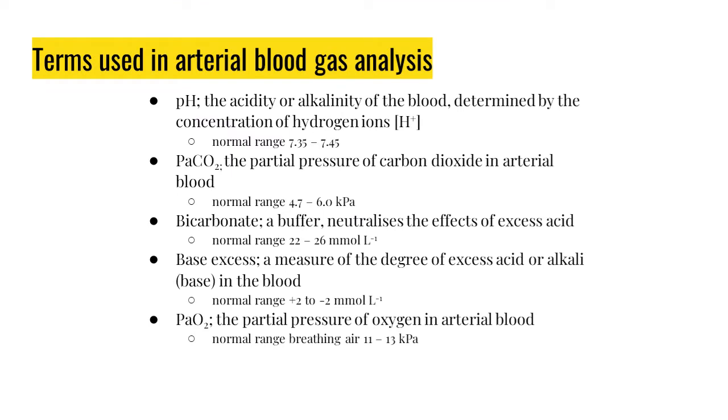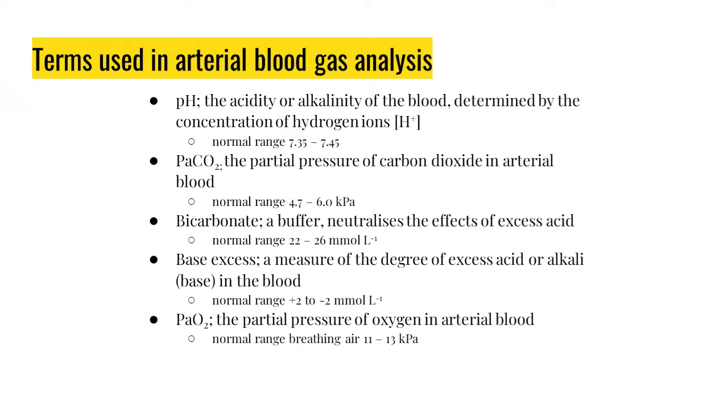To start, there are a few abbreviated terms used in an arterial blood gas. The pH is looking at the acidity or alkalinity of the blood, and it's determined by the concentration of hydrogen ions. So low is acidic and high is alkalotic. The normal range is 7.35 to 7.45. The scale is logarithmic, so small changes in the numbers, which doesn't seem a wide gap, mean big changes for the conditions in the body.